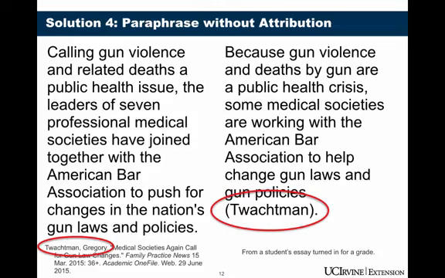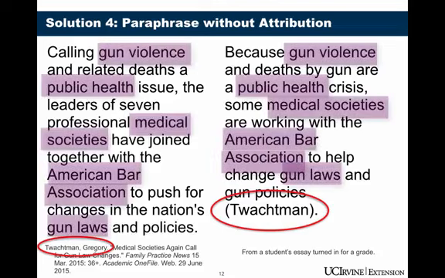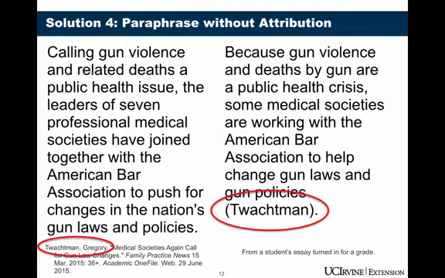Now let me say one more thing about paraphrasing. You probably noticed that there are some words here that are exactly the same as the original source. The rule is that in your paraphrase, it's okay to have a word or two that are the same as the original source. You just cannot have more than 3 words that are the same. If you have more than 3 words that are the same, then you need to use quotation marks.